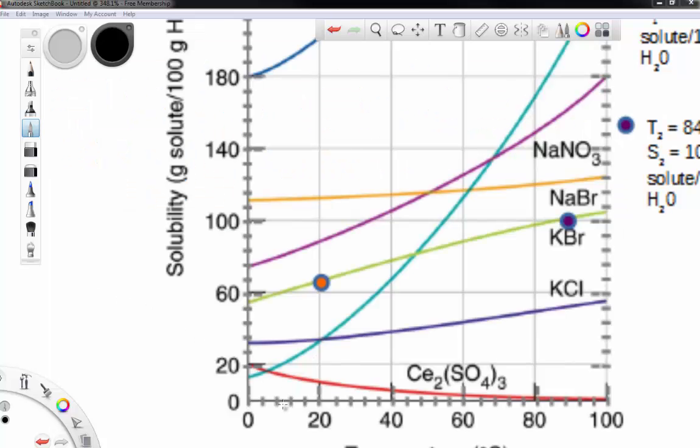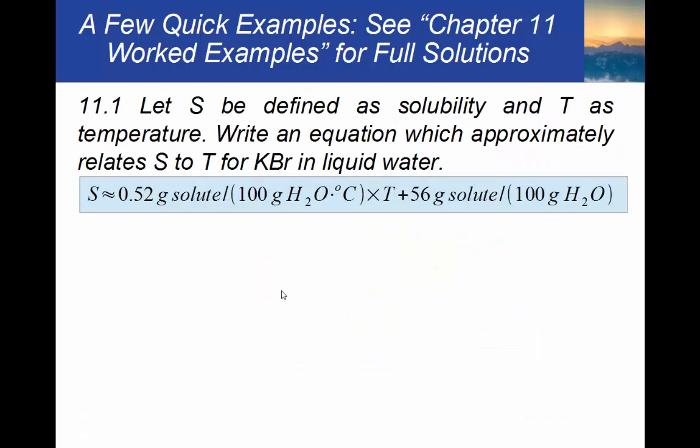So 10 is basically going to be this midpoint. So if I was to draw this little dashed line up to where this intersects, I see that 61 is not a bad estimate for the solubility. So that's a nice little double check of this equation that we just did. So let's see the next example.